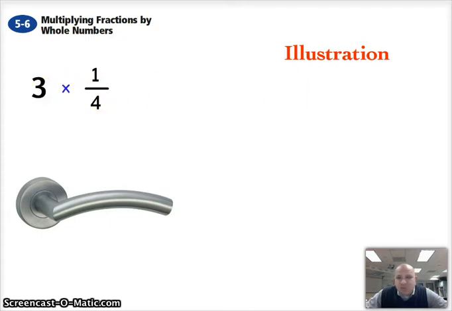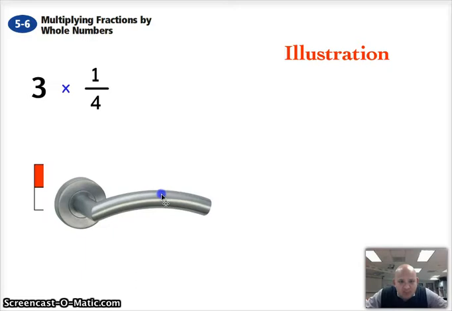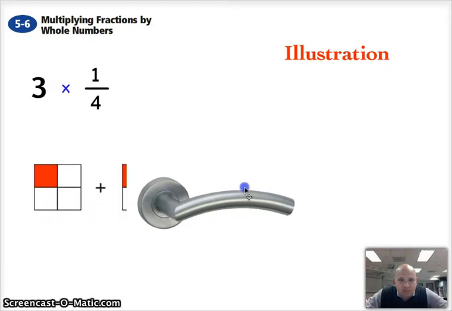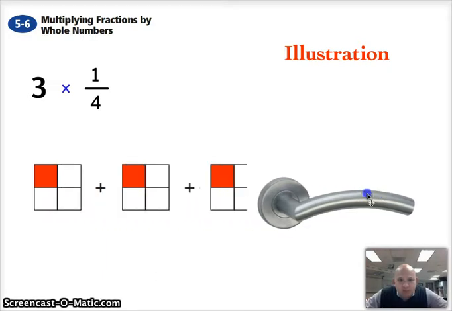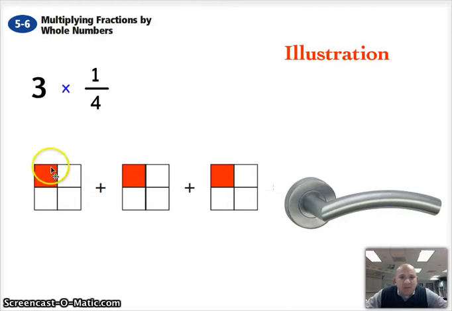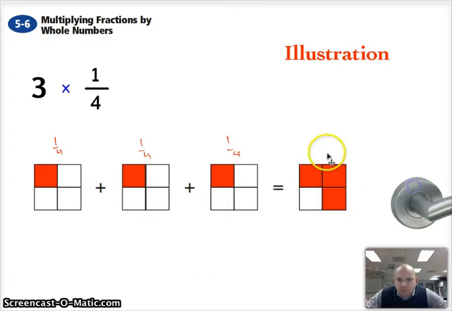Here we have 3 times 1/4. What does that mean? Well, let me go ahead and pull this over. That means we've got 1/4 plus 1/4 plus 1/4. We've got 3 1/4s. And in the end, what does that equal? Well, we have a total of 3/4.